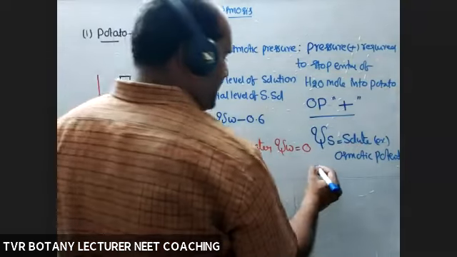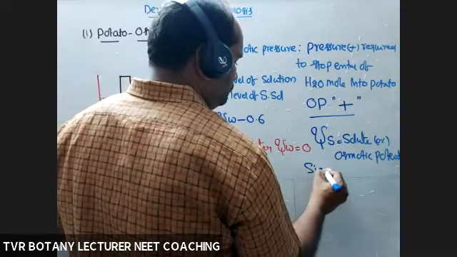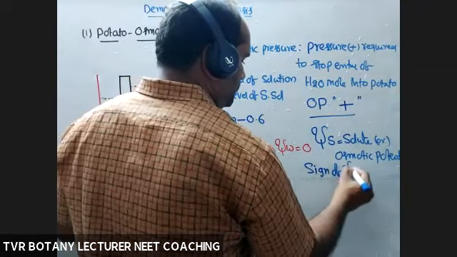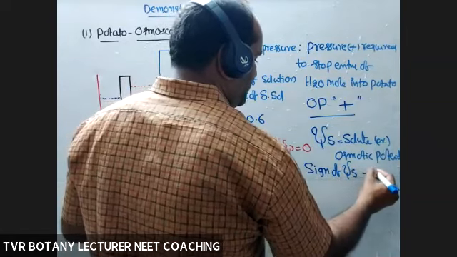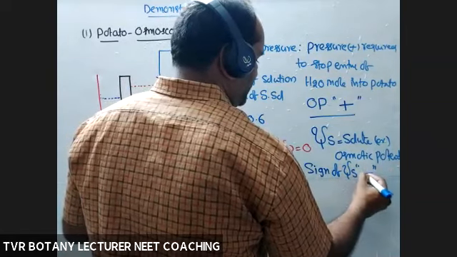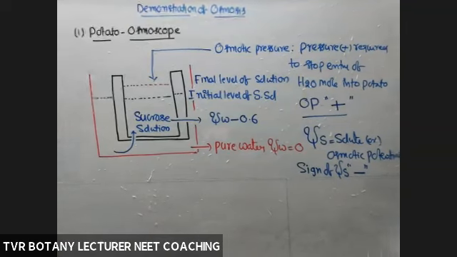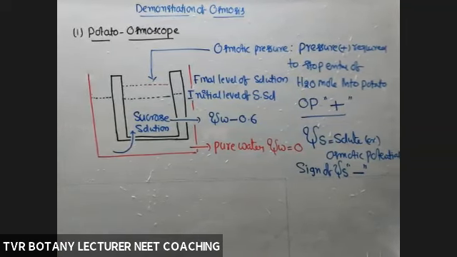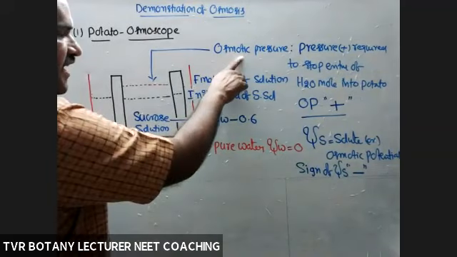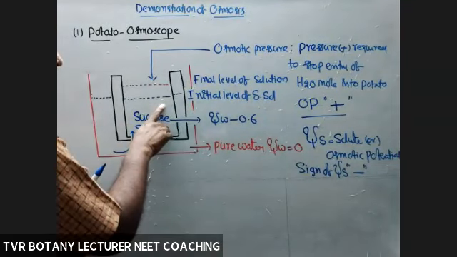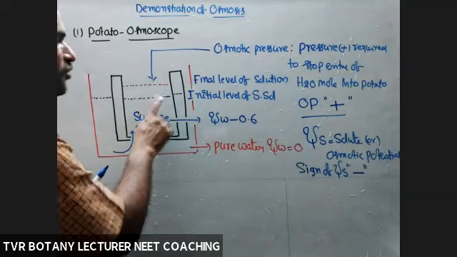So what about the sign of solute potential? Definitely negative. The reason is that it is able to decrease the psi W value, making the psi W, or water potential, a negative value. But here, osmotic pressure is able to make psi W positive.